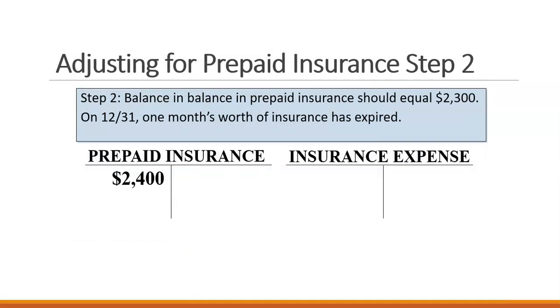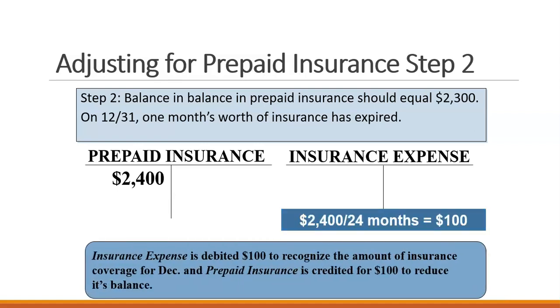On December 31st, if that's the end of our fiscal year, we have to do adjusting entries before we can close out our fiscal year and start the next year. So we have to close all of our revenue and expense accounts. And the first process in that is adjusting entries. So now we have used 1 month of insurance. From December 1st to December 31st, we've used 1 month of insurance, and we're going to record a journal entry where we debit insurance expense and credit prepaid insurance.